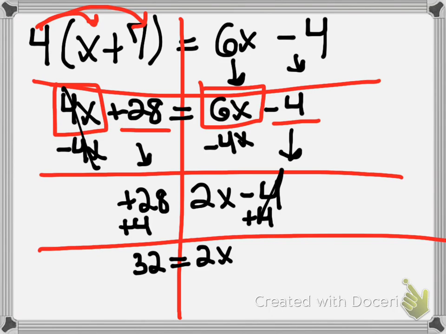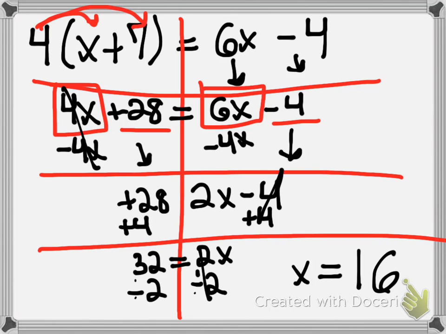And from there, I've got to figure out how to get my 2 away from the x. The way I do that would be by dividing, because it's right next to it. So, x equals 32 divided by 2 is 16. And that is my final answer. Yes! Boom!